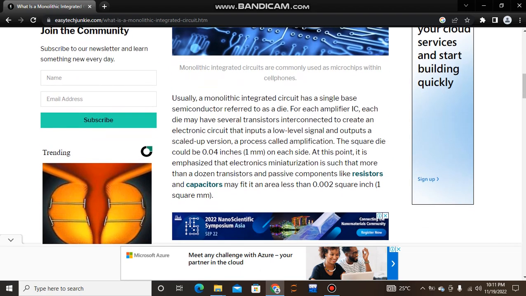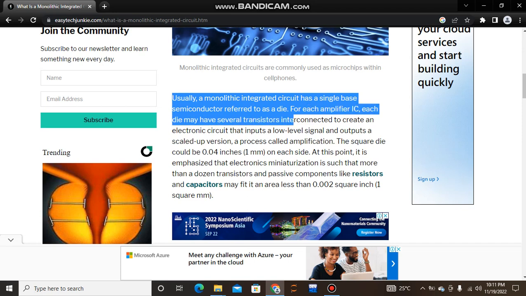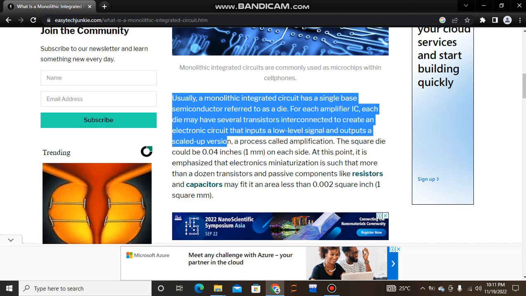Usually a monolithic integrated circuit has a single base semiconductor referred to as a die. For each amplifier IC, each die may have several transistors interconnected to create an electronic circuit that inputs a low level signal and outputs a scaled up version, a process called amplification.